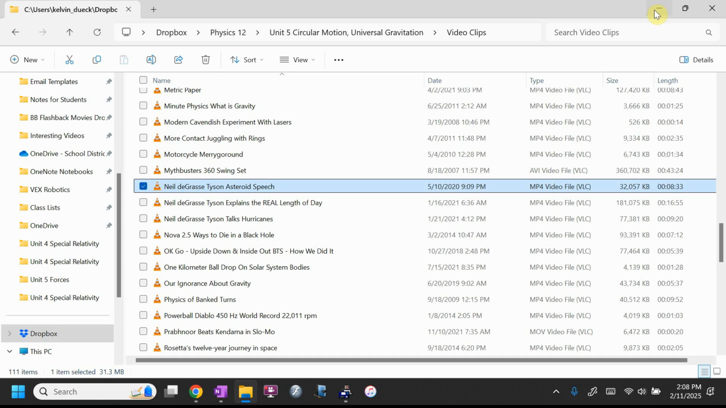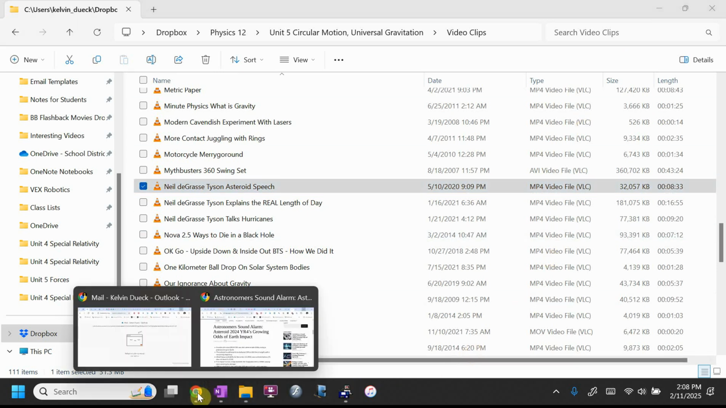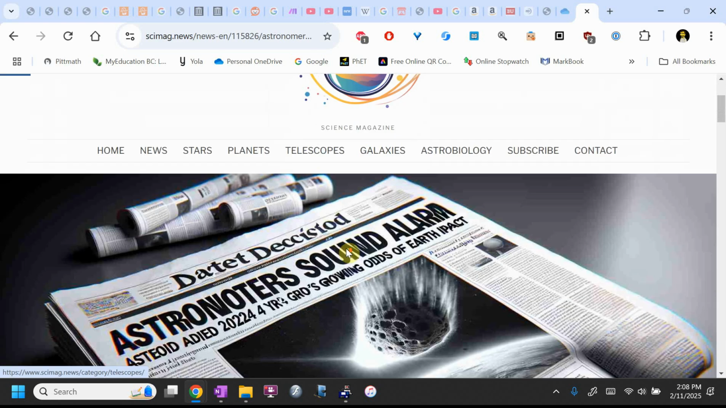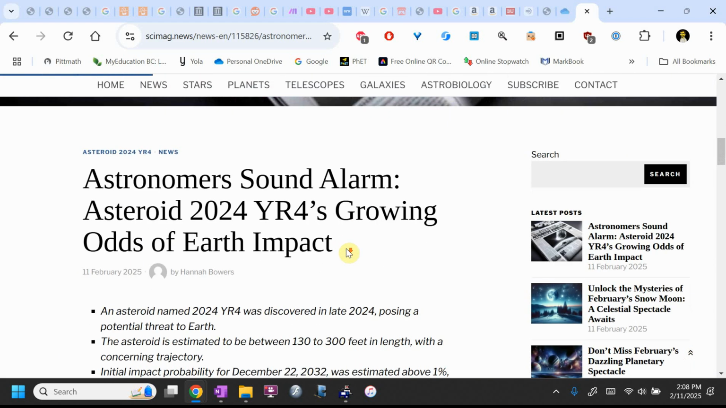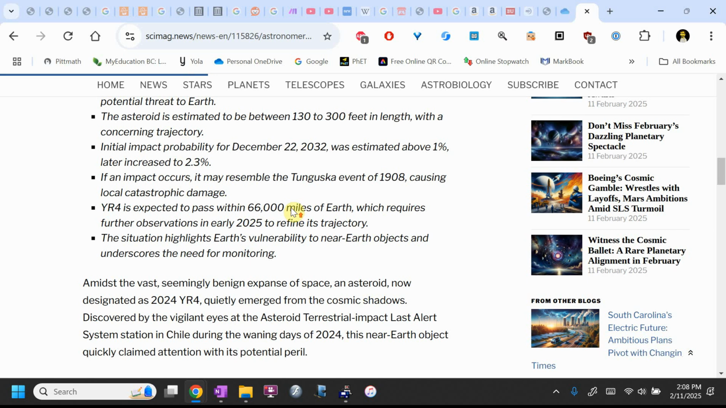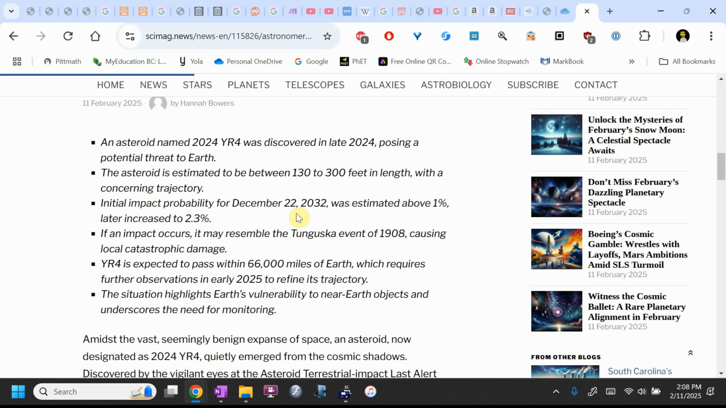However, has anybody been following the news the last week and a half? Because we found a new asteroid. This is as of 10 minutes ago from SciMag News. It says the asteroid 2024 YR4, that's the name we're giving it, has growing odds of impact. It is between 130 and 300 feet in length, so not quite the size of a football stadium, but the size of a football field.